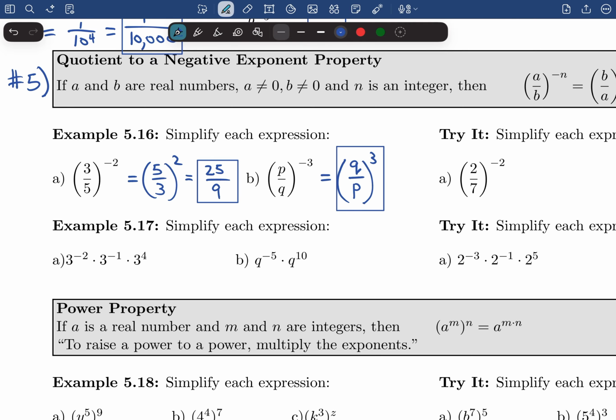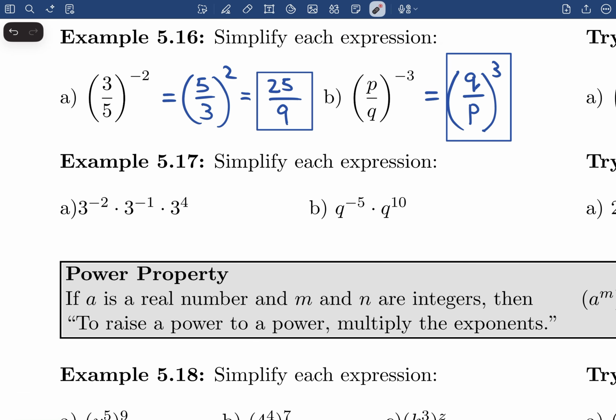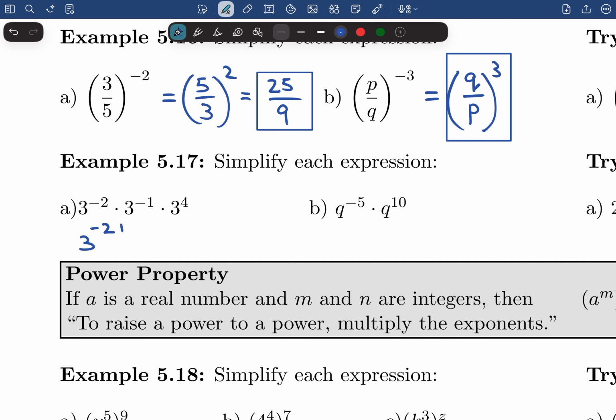Here we're going to continue to play with negative exponents a little bit more in this next example, 5.17. So if I see 3 to the negative 2 times 3 to the negative 1 times 3 to the fourth, you might remember, hey, we could use the product rule, right? The product rule was the first rule we learned today. So we could add the exponents together since the base is the same in all three cases, 3, 3, and 3. So I could rewrite this as 3 to the negative 2 plus negative 1 plus 4 power.